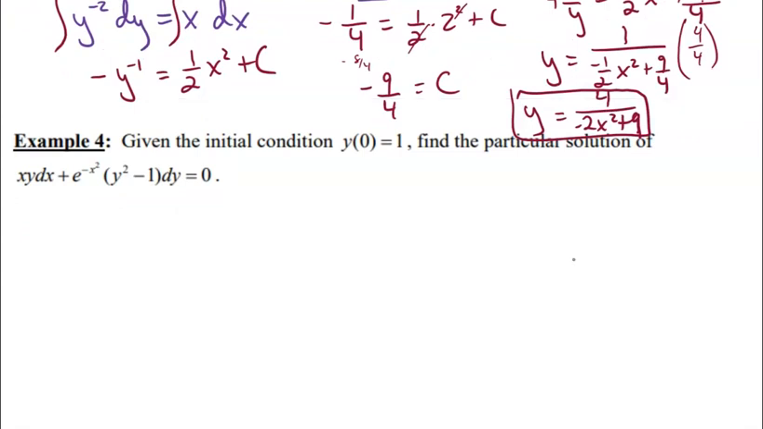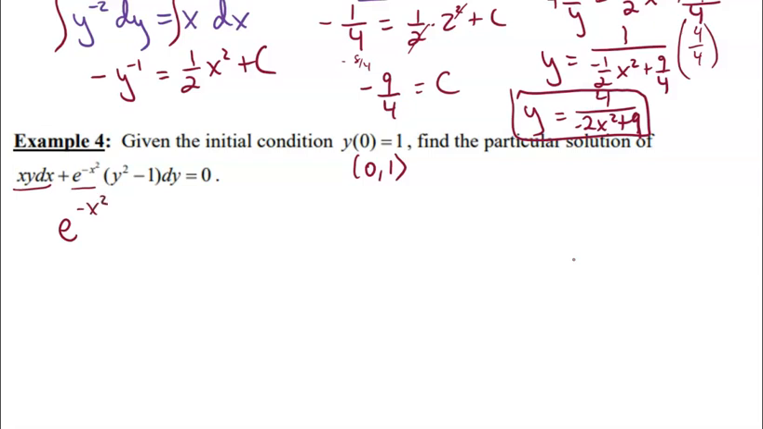I'm given the initial condition y of 0 equals 1, so this is the ordered pair 0, 1. We're looking for the particular solution of this. So I do have some rearranging to do. I want dy to stay in my numerator, okay, because it's dy over dx. So I'm going to subtract this first and then divide by this on both sides. I'll do that in 2 steps.